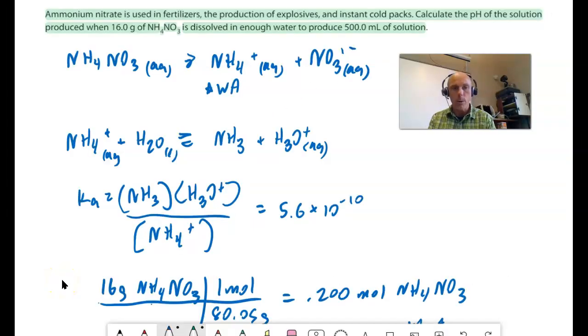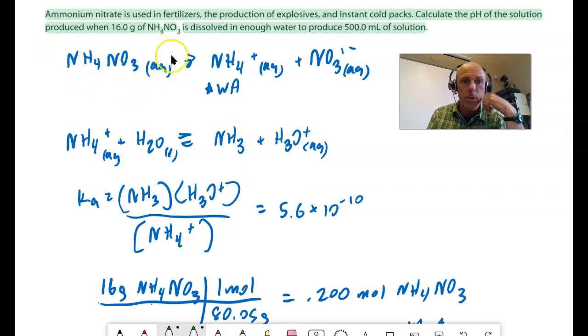All right, there was a lot going on in that problem. Hopefully you enjoyed yourself solving it as much as I did. So first thing that I did was I wrote the dissociation equation for ammonium nitrate, which is a rightward pointing arrow because it's got nitrate and ammonium. Those are both very soluble ions, so again, complete dissociation. I then showed the ammonium interacting with water. It's the ammonium that is the weak acid in this salt.